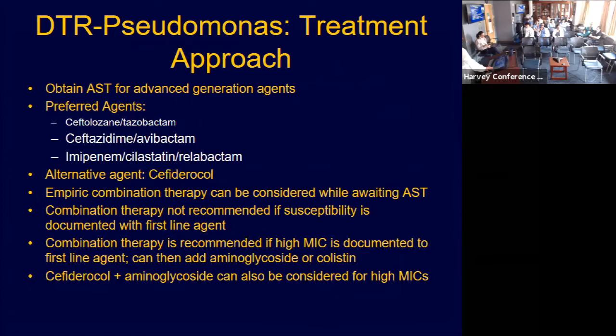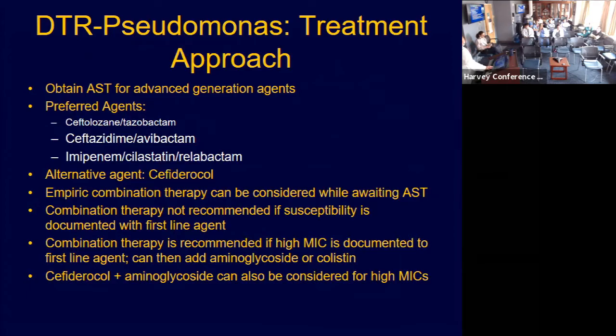So again, for difficult-to-treat Pseudomonas, the first step is always going to be call the lab and ask them to run the advanced susceptibility pattern. That's the first thing you want to do. And then you might say, well, what do I do in the meantime? This is where it gets a little difficult, and obviously you should be calling ID.